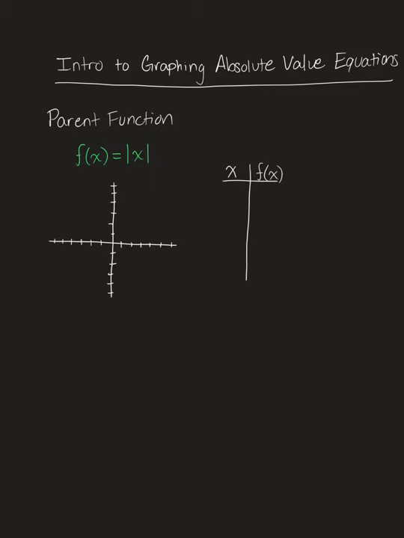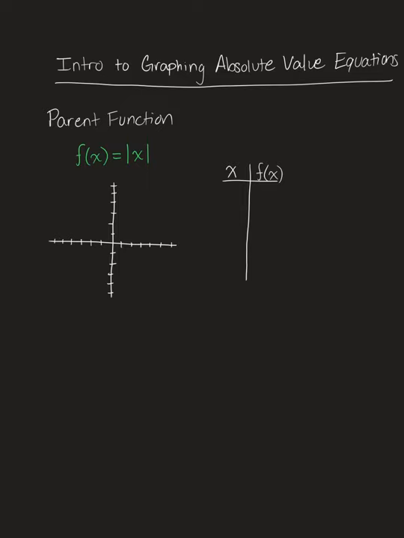Okay, just like your parent is the original of you, a parent function has no transformations, no movement of any kind around the x and y coordinate. So the parent function of an absolute value is f of x is equal to the absolute value of x. Okay, so in order to graph this, what you can start with is an x and y table.